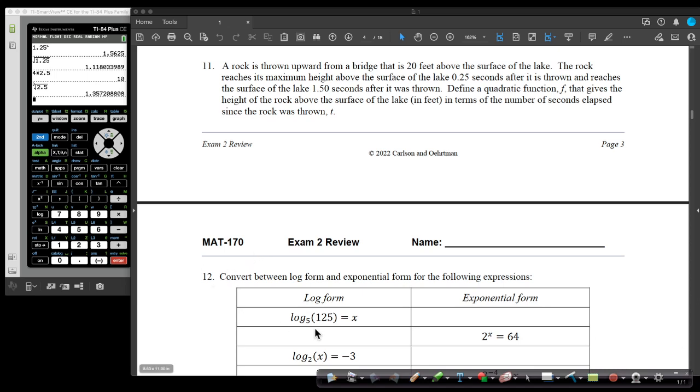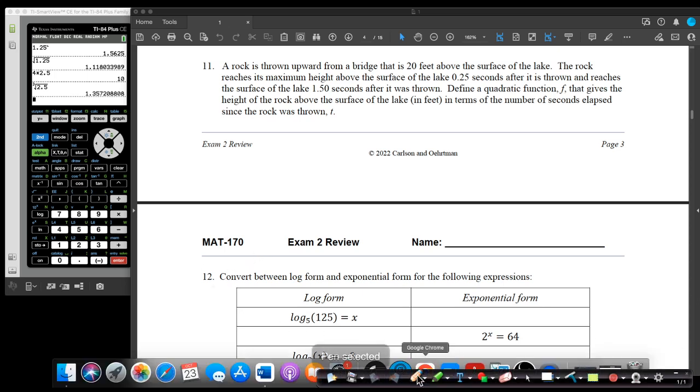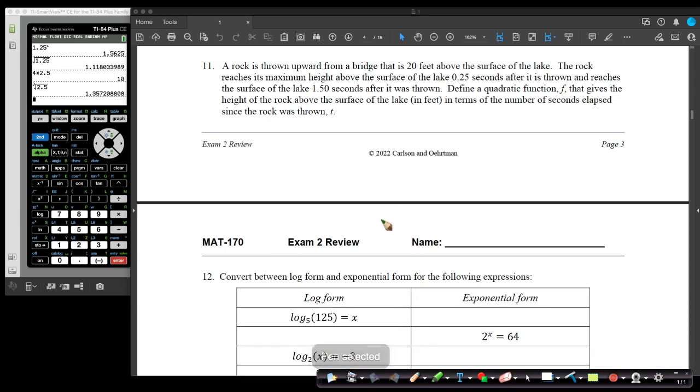Let's look at number 11. We've got a rock that's been thrown upward from a bridge. The bridge is 20 feet above the surface of the lake. It reaches its maximum height above the surface of the lake 0.25 seconds after it is thrown, and then it reaches the surface of the lake 1.5 seconds after it was thrown.